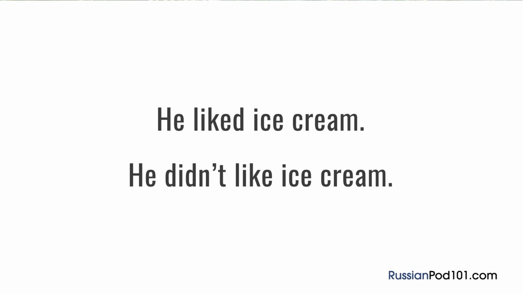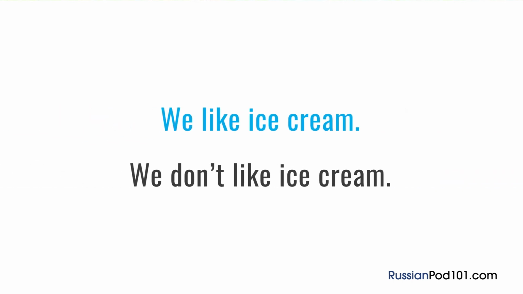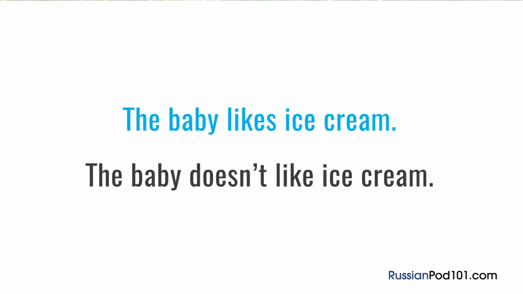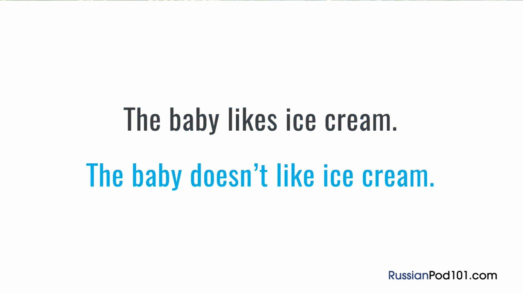In English, if you need to make a negative out of a statement, you need to carefully choose the right form of the auxiliary verb, do, for example, and make changes to the word order. So, he liked ice cream in its negative form becomes he didn't like ice cream. We like ice cream becomes we don't like ice cream. And the baby likes ice cream becomes the baby doesn't like ice cream, and so on.